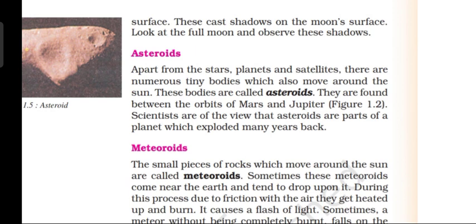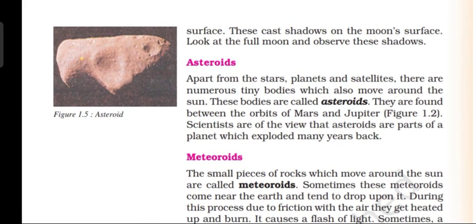So, children, what are asteroids? Along with stars, planets, and satellites, there are many small rock like bodies which move around the sun. And these rock bodies are known as asteroids. You can see here in figure 1.5, this is how asteroid looks like. So these are rocky bodies which move around the sun. Now, asteroids, children, are found between the orbits of Mars and Jupiter. So between these two orbits, Mars and Jupiter, you will find asteroids.